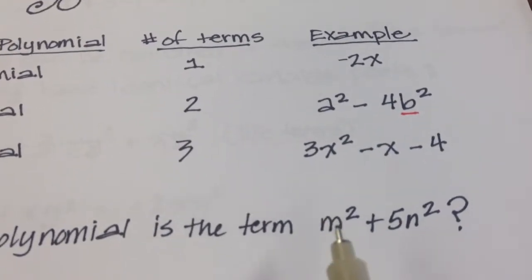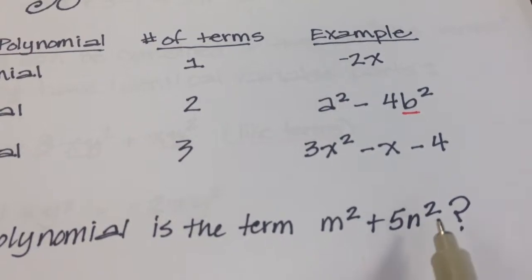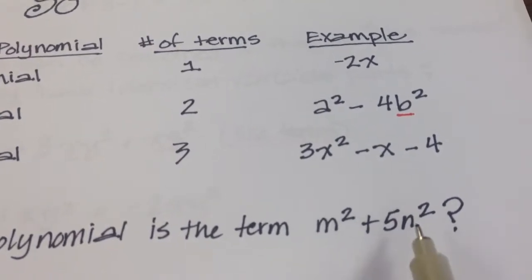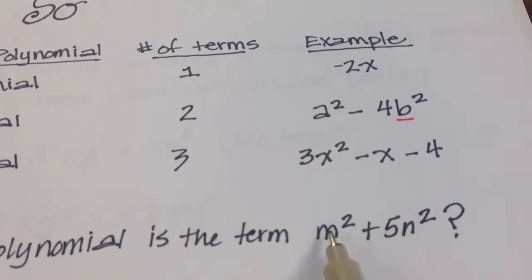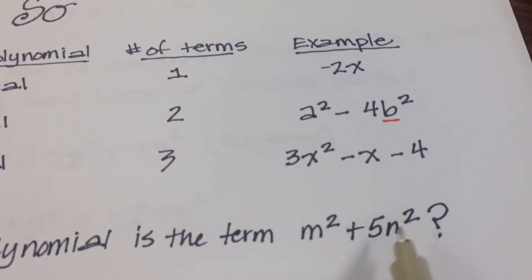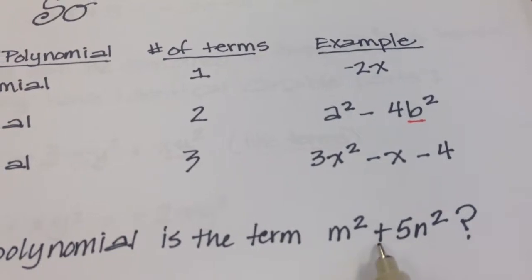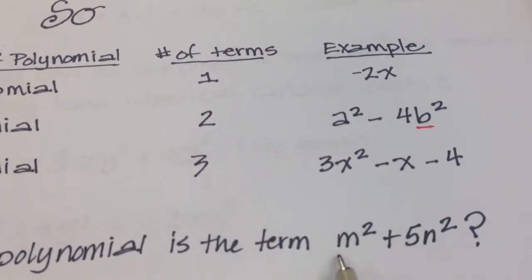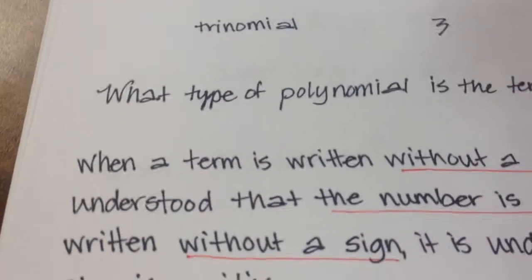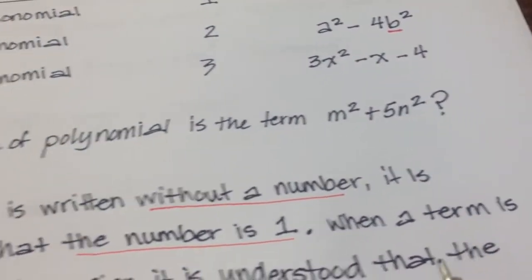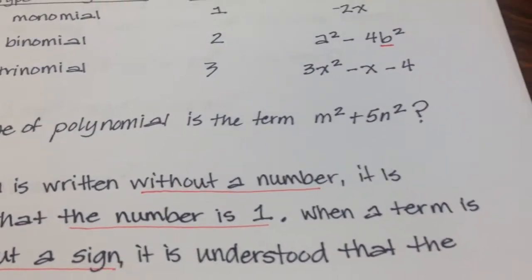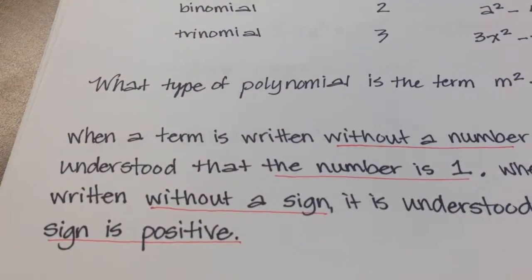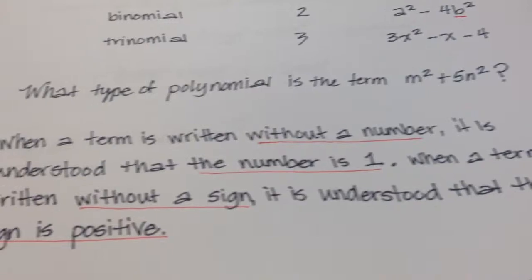Is m squared exactly like n squared? No, m and n are different. It doesn't matter that n has a number with it at this point, all right? So how many different terms we have? 1, 2, so this is a binomial, okay? Binomial, 2 different kinds. When a term is written without a number, it is understood that the number is 1. When a term is written without a sign, it's understood that the sign is positive.